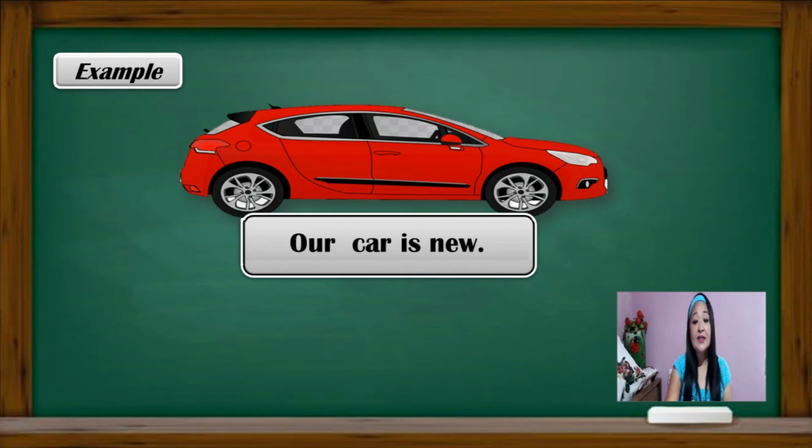Next is, our car is new. When I say our car is new, the word our is a what? It is an adjective, a possessive adjective. Whose car is this? It is our car. So the word our is an adjective. What kind? Possessive adjective.